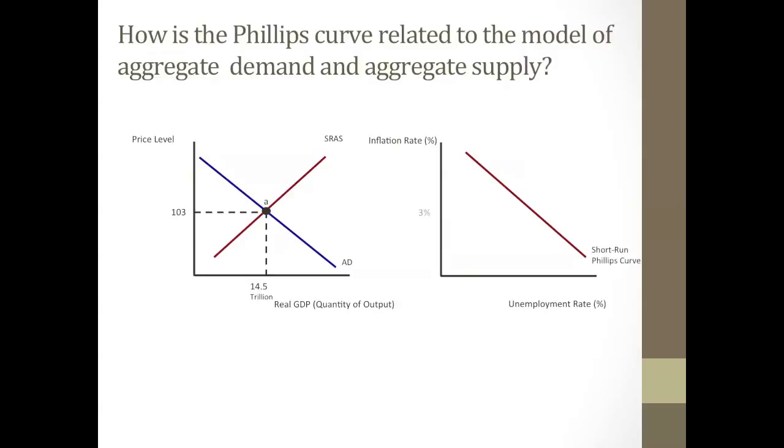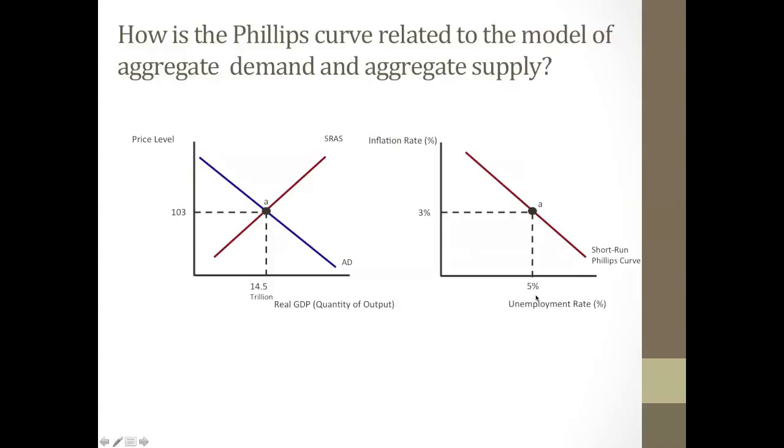So on the short-run Phillips curve, we've got 3%, the same thing, 3% inflation, a 3% increase in price level. And at this point, instead of identifying the fact that we had 14.5 trillion GDP, this is going to represent the unemployment rate. So over here we have now, let's say, 5% unemployment.